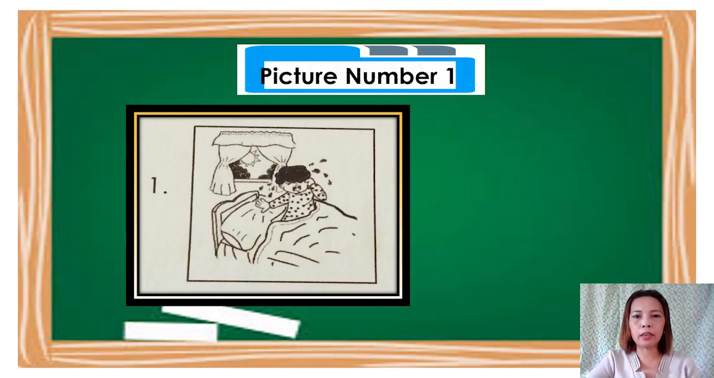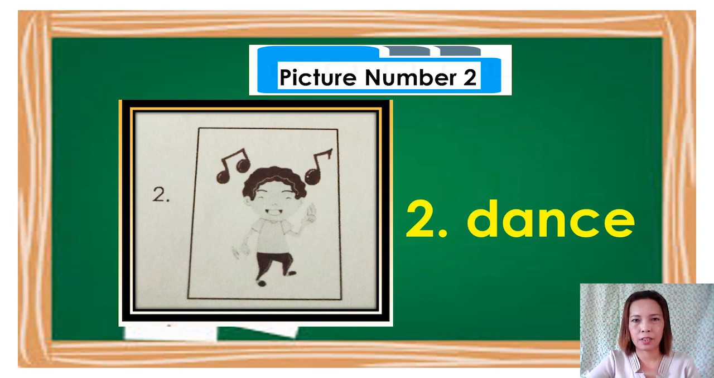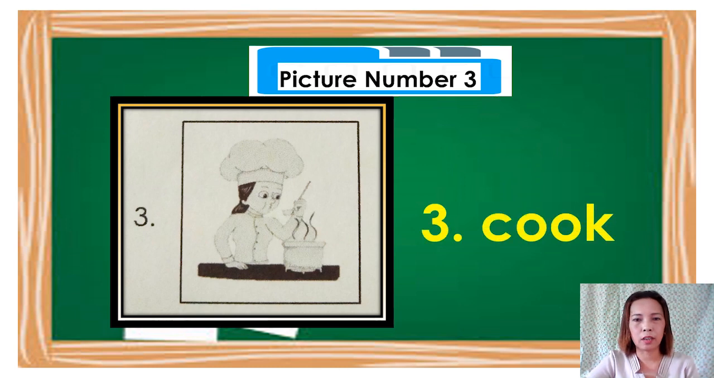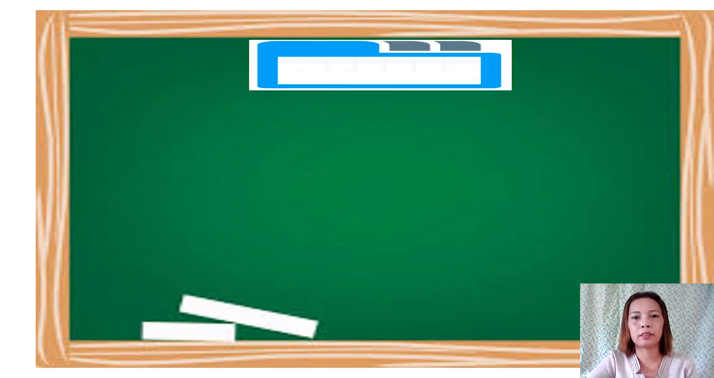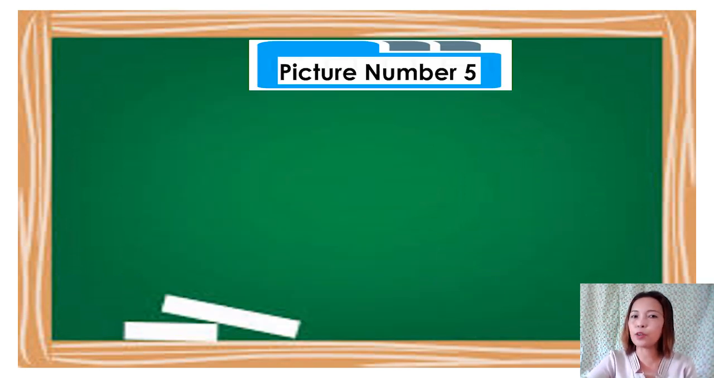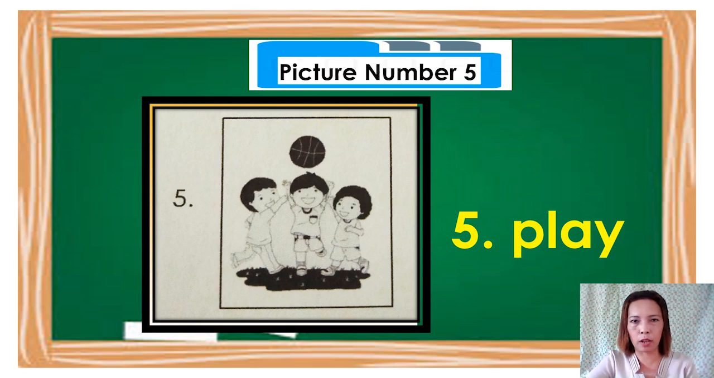In picture number 1, what action is shown? Yes, cry. The boy cries as he wakes up. Number 2, dance. The child dances with the lively music. Number 3, cook. Mother cooks for her children. Number 4, clean. Aling Marina cleans the kitchen. And number 5, play. The boys play basketball.